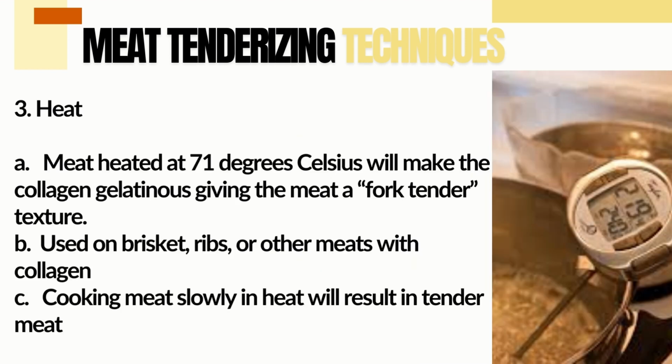3. Heat. A. Meat heated at 71 degrees Celsius will make the collagen gelatinous, giving the meat a fork tender texture. B. Used on brisket, ribs, or other meats with collagen. C. Cooking meat slowly in heat will result in tender meat.